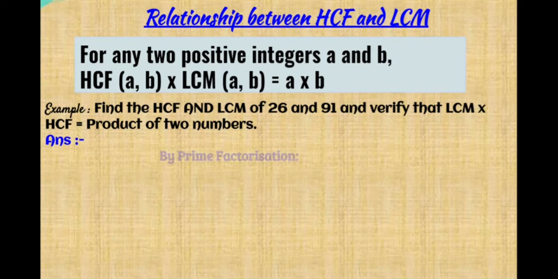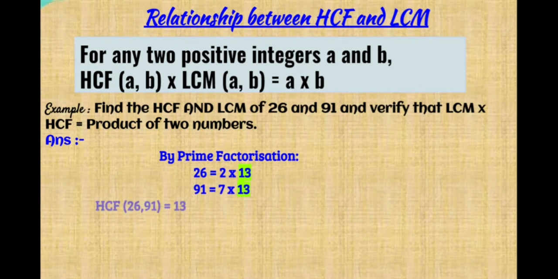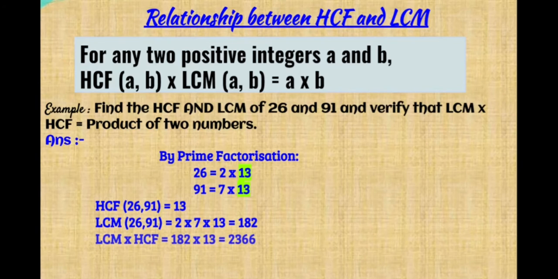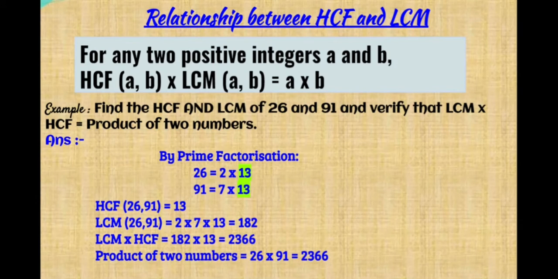Answer. By prime factorization, 26 is equal to 2 into 13 and 91 is equal to 7 into 13. So HCF of 26 and 91 is equal to 13. And LCM of 26 and 91 is equal to 2 into 7 into 13 is equal to 182. So LCM into HCF is equal to 182 into 13 is equal to 2366, and product of two numbers is equal to 26 into 91 is equal to 2366. Hence LCM into HCF is equal to product of two numbers.